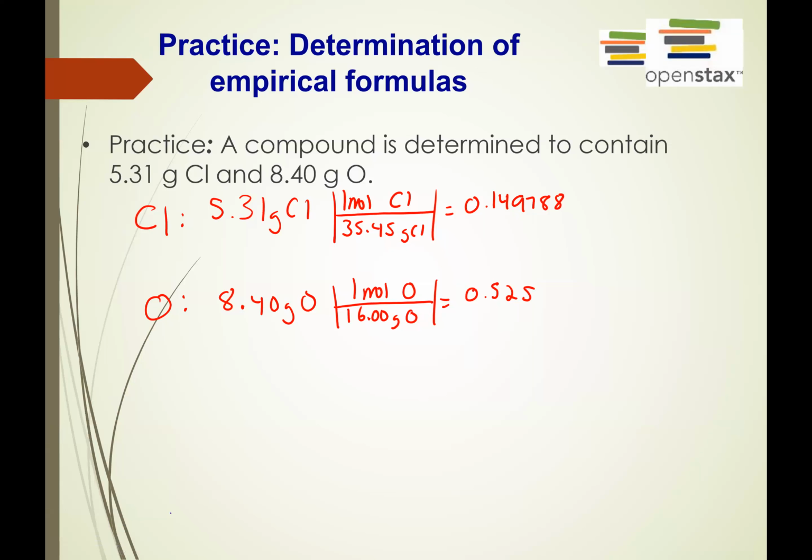So step 2 said convert from grams to moles, right? So we converted from grams to moles. That was step 2. Now step 3 says we have to divide by the smallest. Okay, which one's smaller? 0.14. So we'll divide both of them by 0.149788. Whatever you do to one, you do to them all.